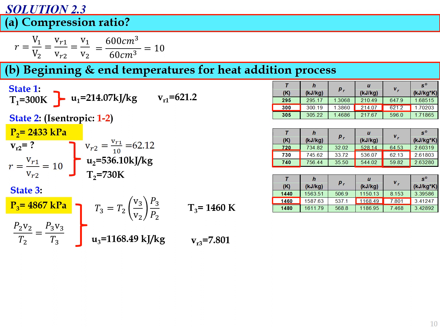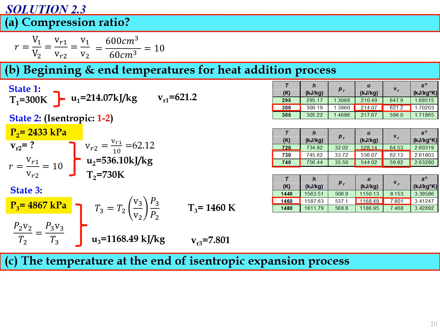Okay, so now, for the heat addition process, the beginning and end temperatures actually refer to state number 2 and state number 3, because state number 2 until state number 3 involves the heat addition process. So the beginning of the heat addition process refers to state number 2, and the end of the heat addition process is referred to state number 3. So we already determined T2 and also T3. So we already solved the problem for question B.